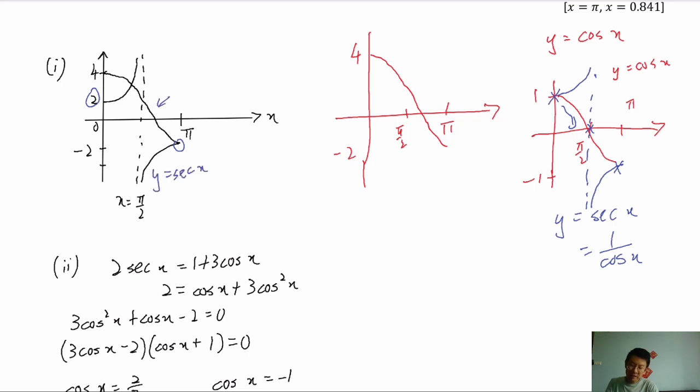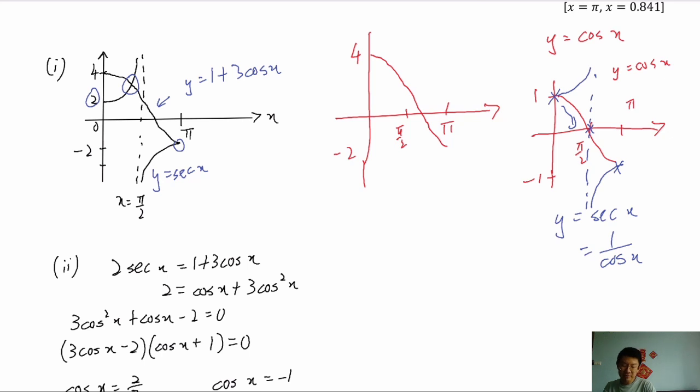For this one will be y equals 1 plus 3 cos x. So these are the two graphs. Just take note that the two graphs actually have two intersections. One is here, which is quite obvious. And for the second one, just remember that they will actually end at the same point. So this is what we have.